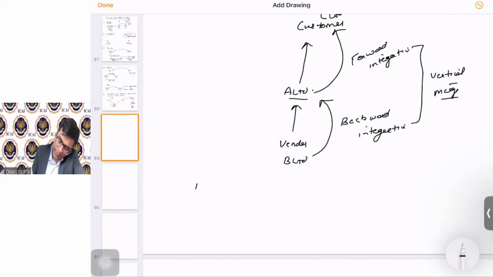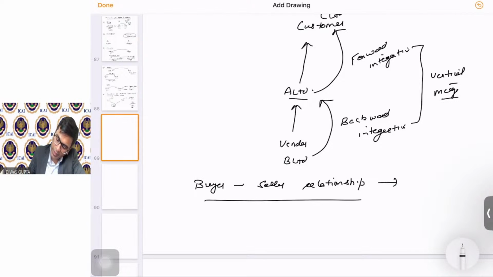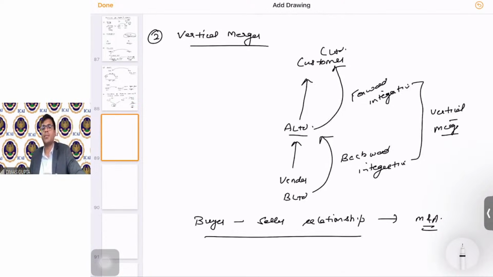So in a way, once the buyer-seller relationship is converted into merger and acquisition, it is called a vertical merger, because now the merger is happening between the customer and the vendor. Whether it is a backward integration or forward integration will really depend on whether the integration is happening with a vendor or with a customer.